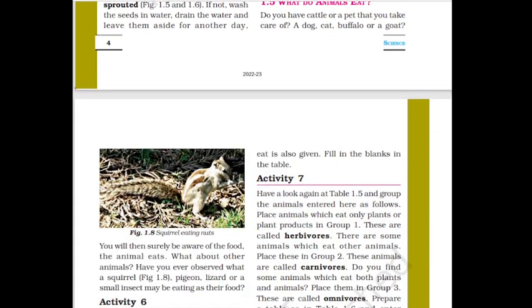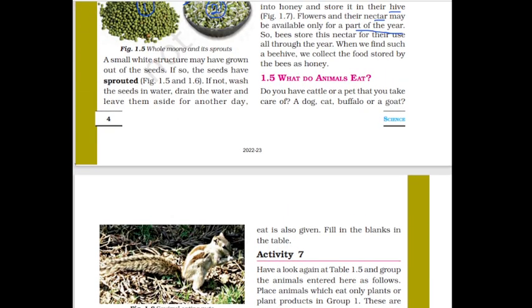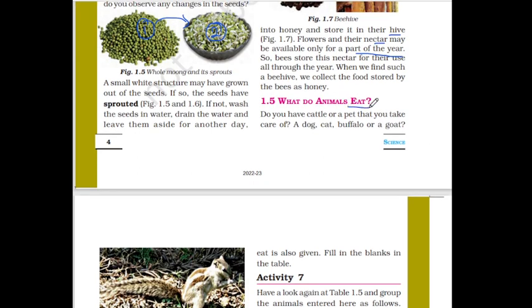Now the next question is, students, what do animals eat? What type of food do animals eat, right? So for this question, we are going to discuss it in our next class, students. So I'll see you in part 3.